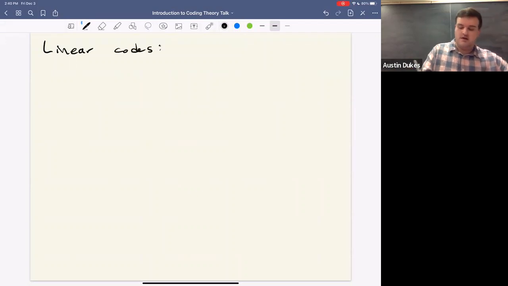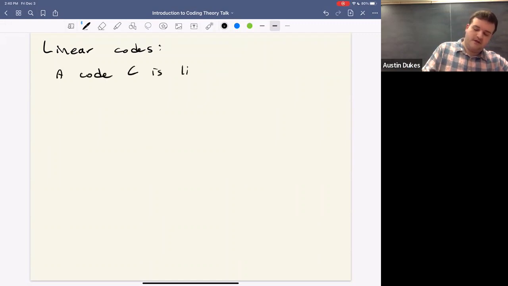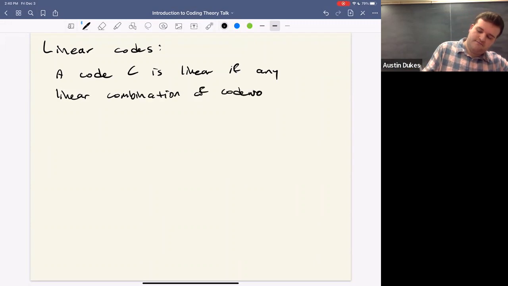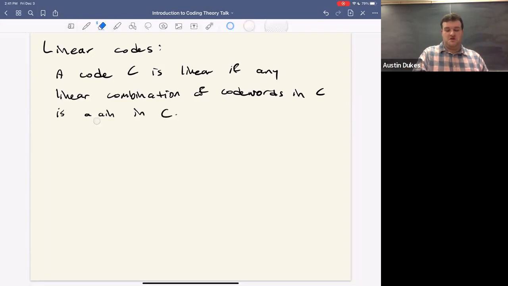So linear codes: a code C is linear if any linear combination of code words in C is again a code word of C. Let me say again, any linear combination of code words is still a code word. All right.